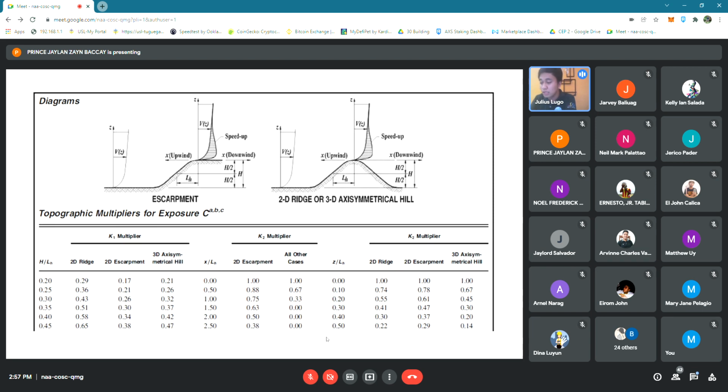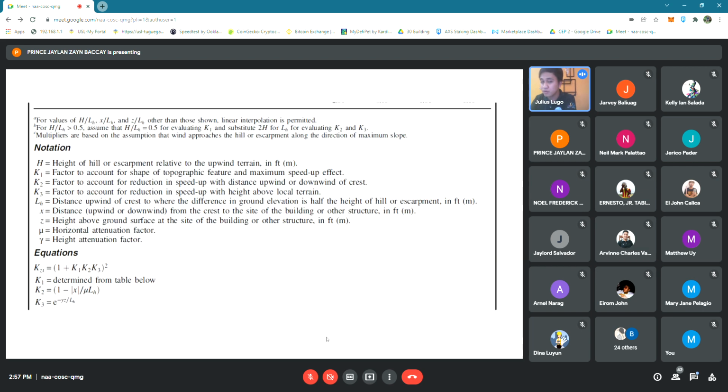Okay? Now, on the next slide, meron tayong values dyan. Meron tayong additional reminders. So, meron tayo dito for values of H over LH, mga ganyan. Kung wala doon sa table, you can do a linear interpolation. Do you guys know how to do a linear interpolation?